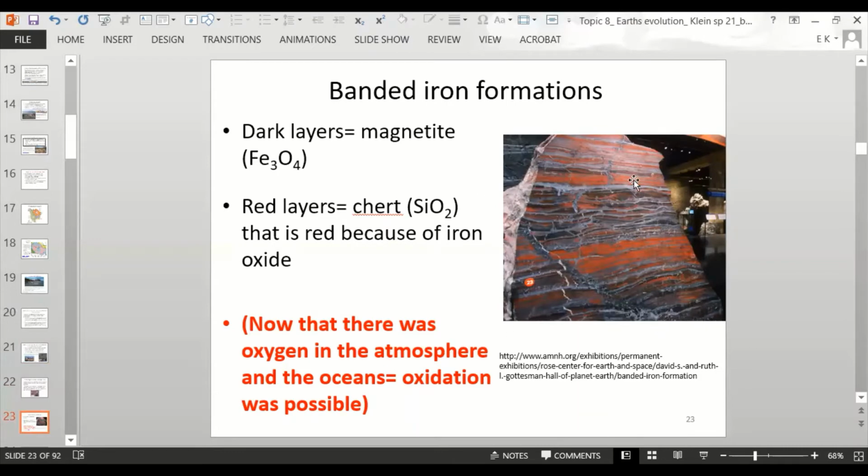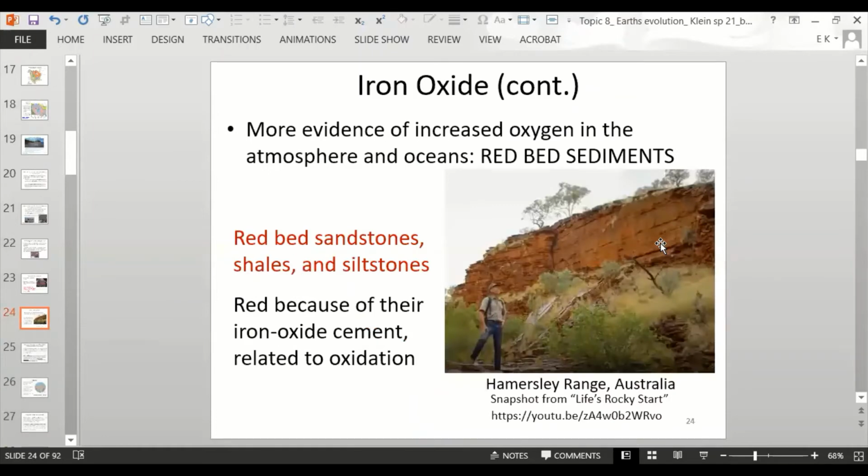Okay, so this is another piece of a banded iron formation. This is at the American Museum of Natural History in Manhattan. And again, these banded iron formations are evidence that the atmosphere and the oceans were oxidizing, where you don't have iron oxide before this in the rock record. This is further evidence of increased oxygen in the atmosphere and the oceans, these red bed sandstone, shale, and siltstones, actually. But we call them red beds.